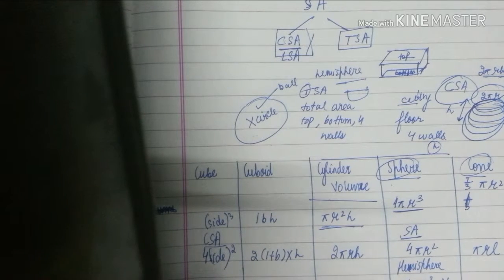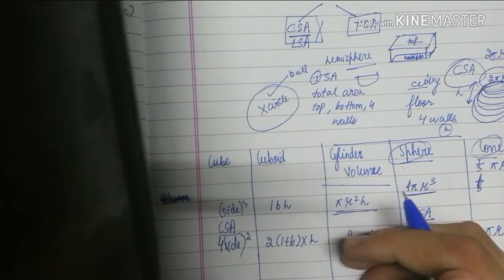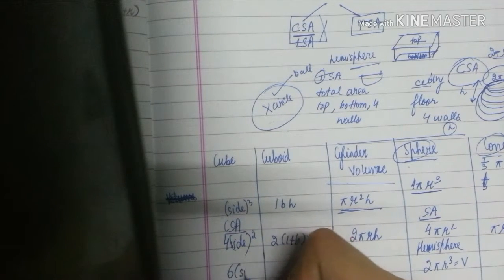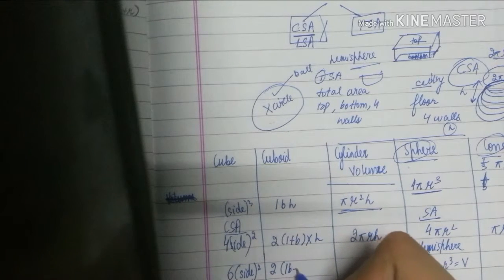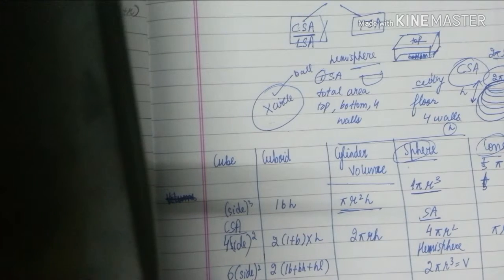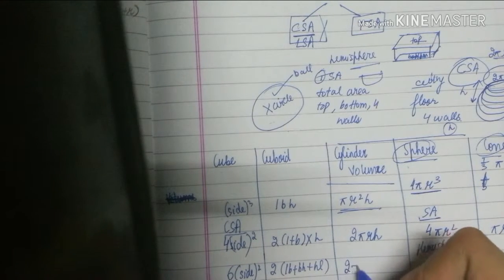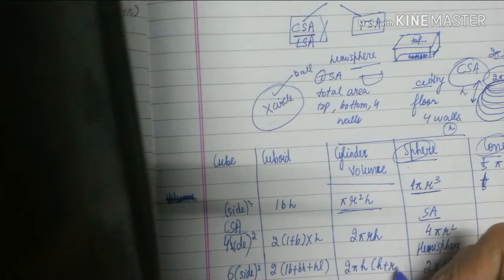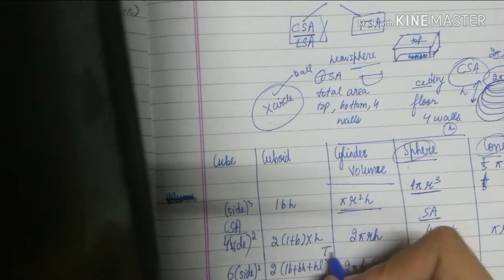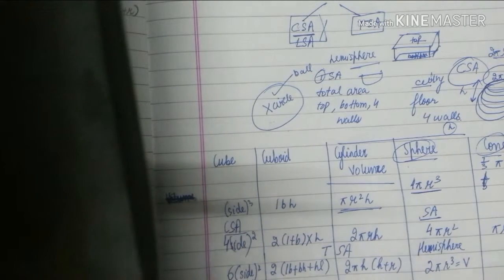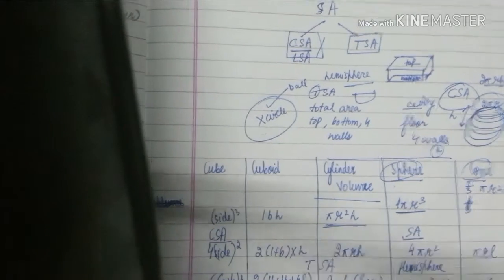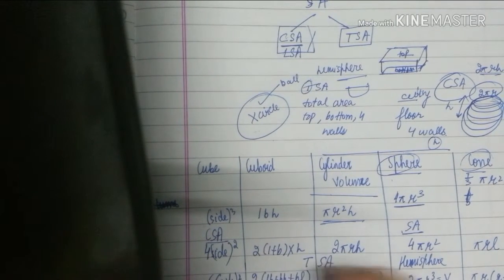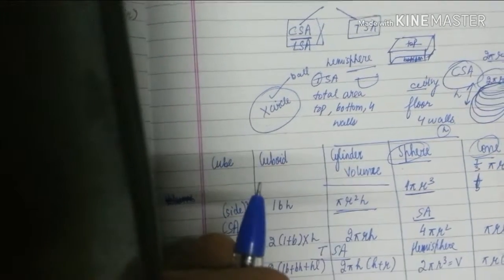Now let's discuss the total surface area. The total surface area of cube is 6 into side square, and that of cuboid is 2 (LB plus BH plus HL), right? For cylinder it is 2 pi r (H plus R). So for the cone it is pi r (R plus L), right? Now, as we have discussed all the total surface area and the curved surface area as well as the volume, now I will discuss about cone separately.